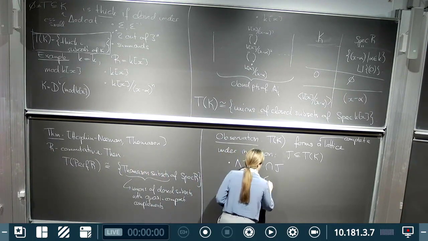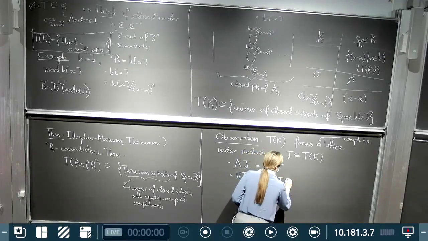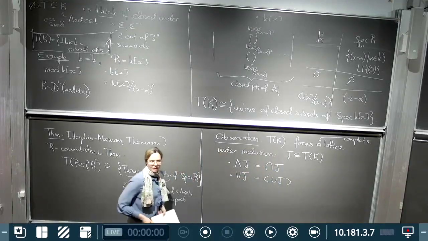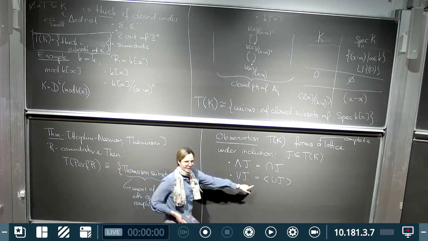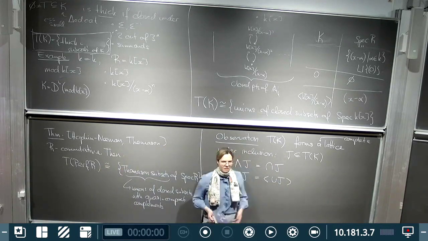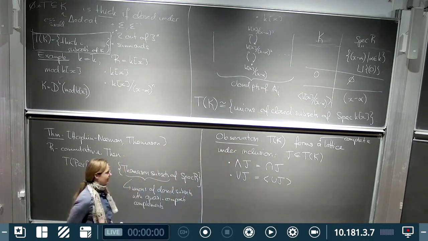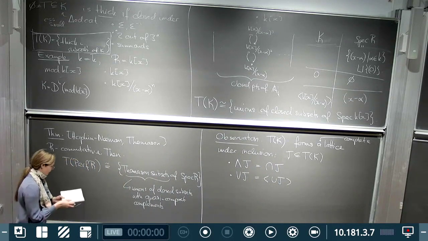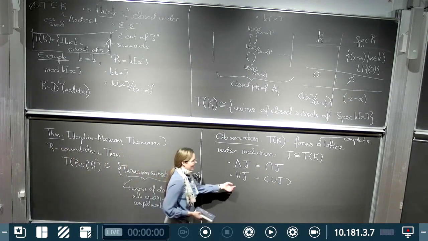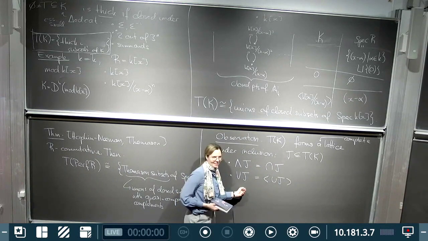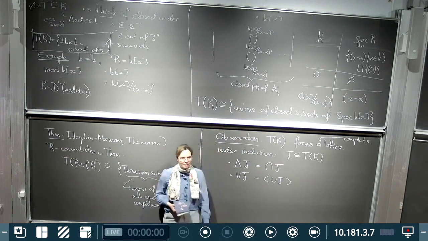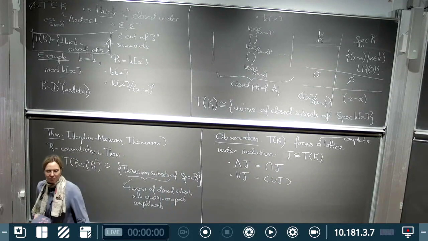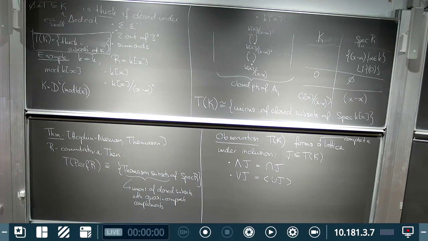And the join is the thick subcategory generated by the union of the guys, and that's how I'm going to write it with these angle brackets, which just means generated as a thick subcategory. And we know what that is, right? This is the smallest thick subcategory that contains all of the thick subcategories in T. Okay, so this was our observation.